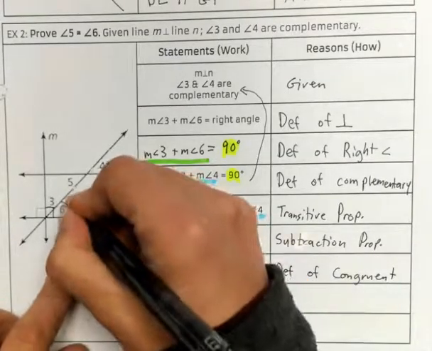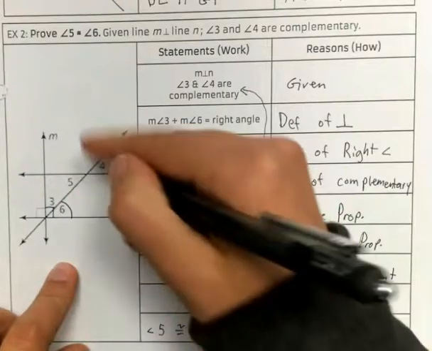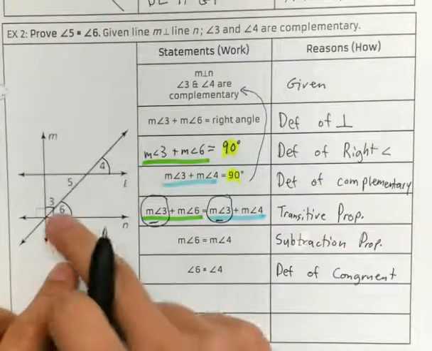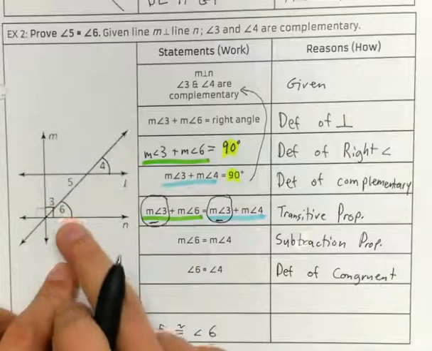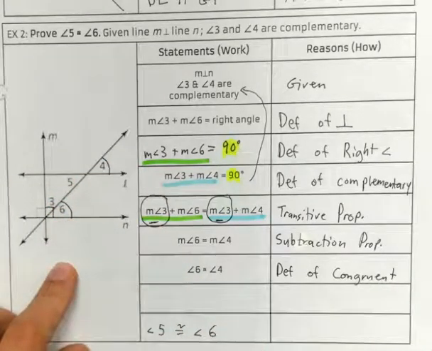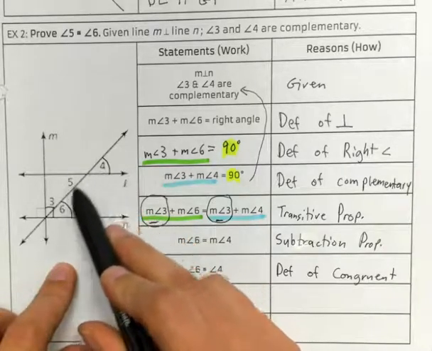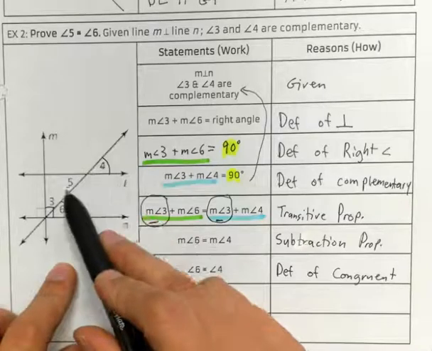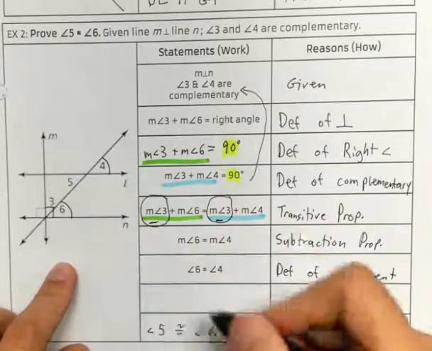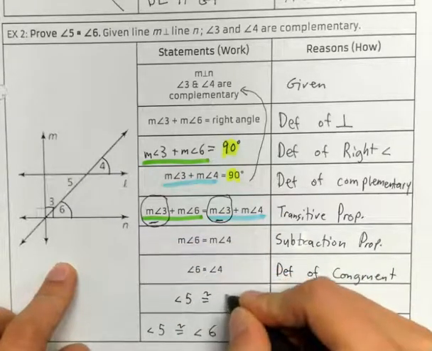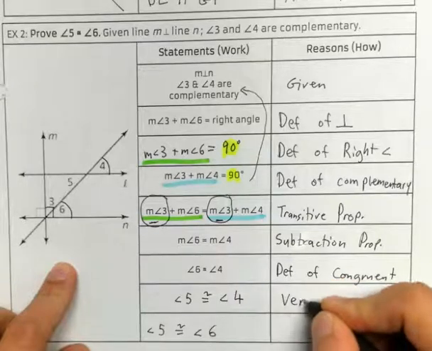so I'm going to go ahead and start marking my picture for what I put in this proof. Angle 6 is congruent to angle 4. I have to get from here to say that angle 5 is congruent to angle 6. How can I get from here to getting somehow to angle 5? Well, if I look at my picture closely, I can see that angle 4 and angle 5 should be congruent. Why? What kind of angle pairing is that? Well, that is vertical angles. So angle 5 should be congruent to angle 4 because of vertical angles.